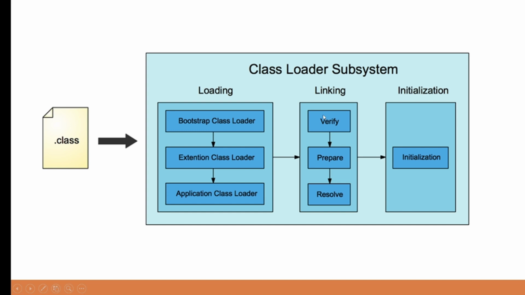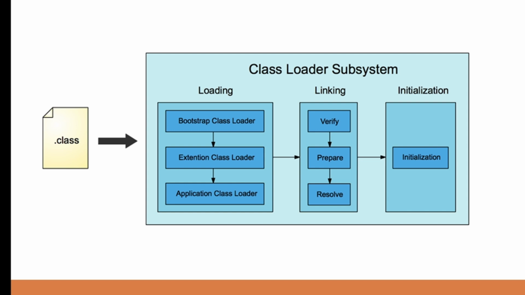So let's see what happens in the linking phase. Linking, as the name suggests, involves combining or linking the different elements or dependencies of the program together. Linking involves three steps: verification, preparation, and resolution. In the verification step, it checks the structural correctness of the .class file against a set of rules. If the verification fails, we will get a verify exception. Consider that we have built a program using Java 11 and we are running that code on a system that has Java 8 installed. Then the verification phase will fail and we will get a verify exception.